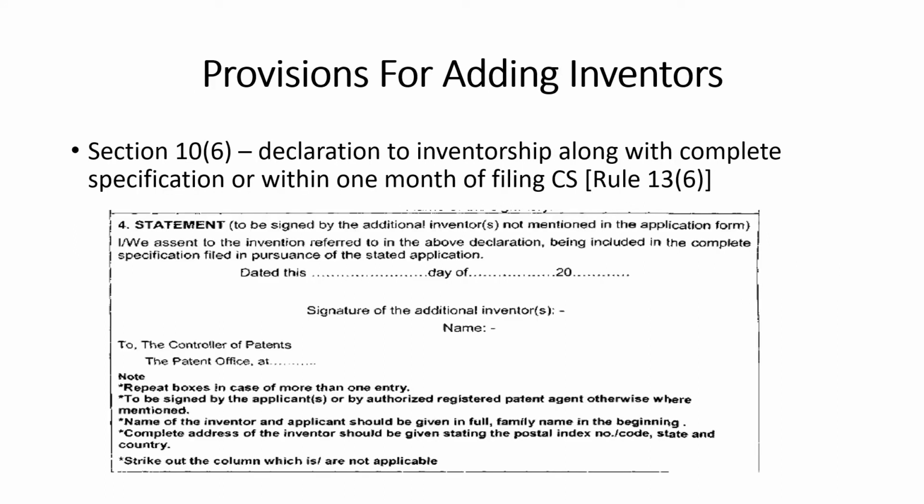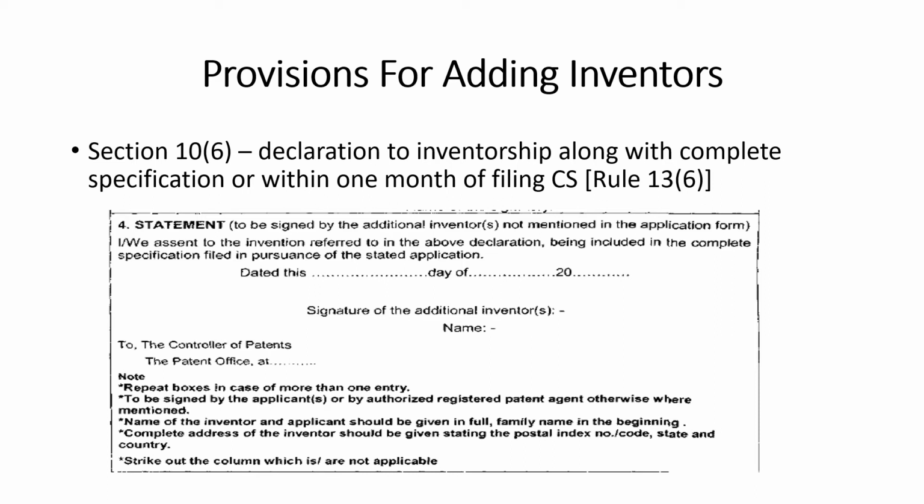So first of all, let's see section 10(6). The section provides that a declaration to inventorship is required to be filed along with the complete specification or within 1 month of filing of the complete specification as per rule 13 sub rule 6. So this provision takes care of the aspect which I was referring to, the first situation wherein there has been some additional contribution made by an additional person in respect of the invention that was filed in the provisional specification.